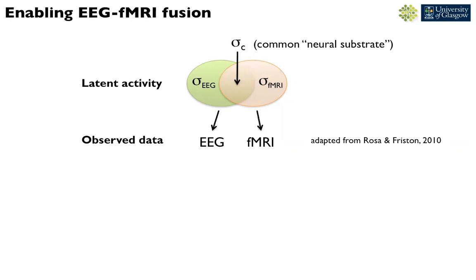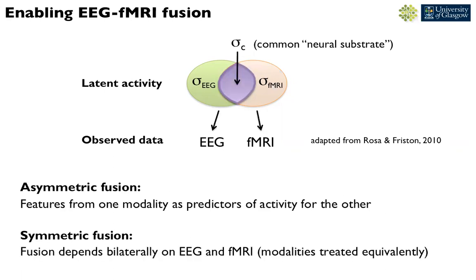So we would typically break the problem down into two broad categories, symmetric and asymmetric fusion. In asymmetric fusion, features of one modality are used as predictors of the activity of the other. This would be, for example, an EEG-informed fMRI design, or going in the opposite direction with an fMRI-informed EEG source reconstruction.